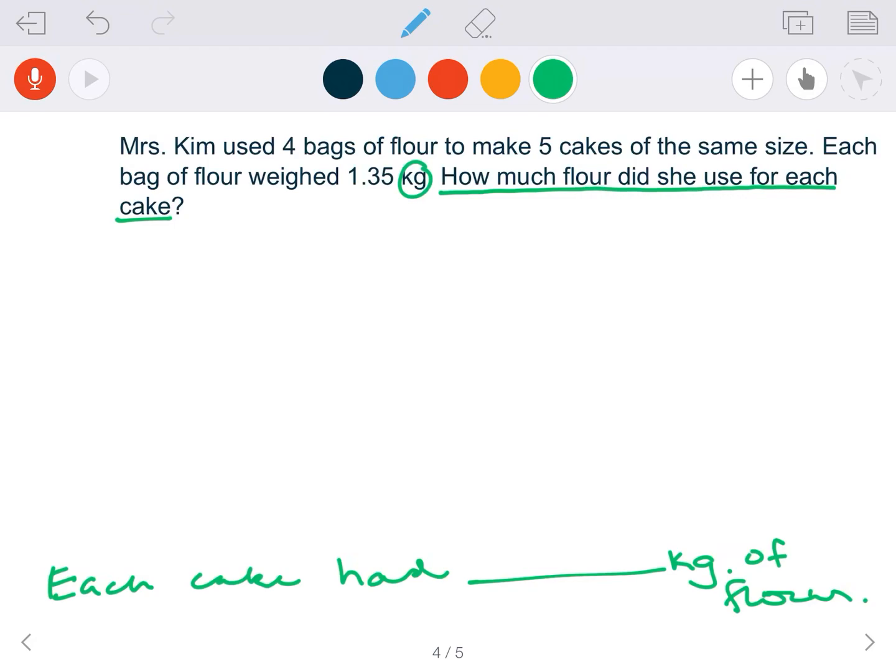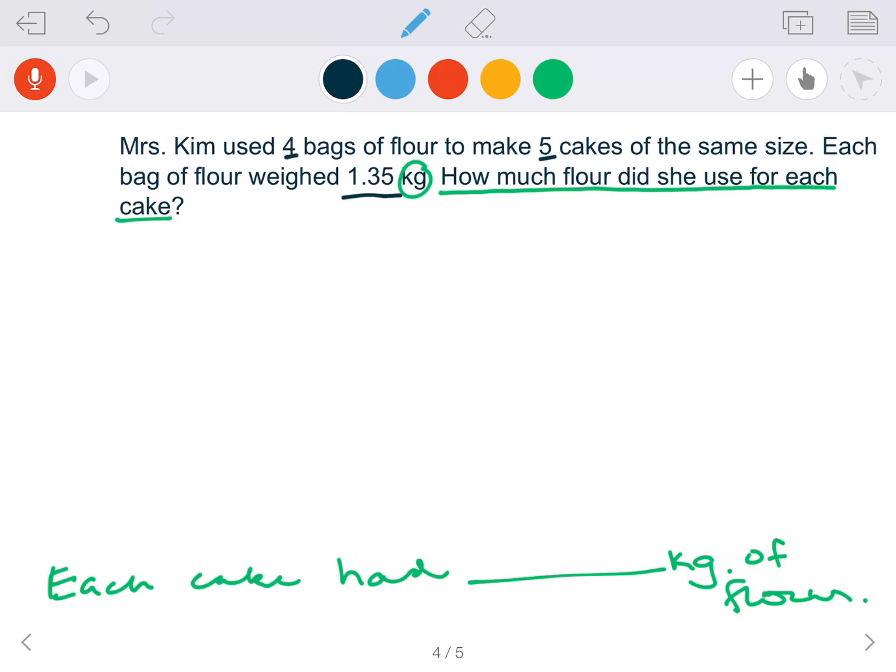Step 3, what do we know about this problem? Well, we know there's this lady, Mrs. Kim. We know she must like to bake because she made 5 cakes. And we know that she used 4 bags of flour to make 5 cakes. That means that she didn't use a full bag of flour for each cake, but she did use a lot of flour for each cake. We also know that the bag of flour weighed 1 35 hundredths of a kilogram. And we have to figure out how much flour each cake had.